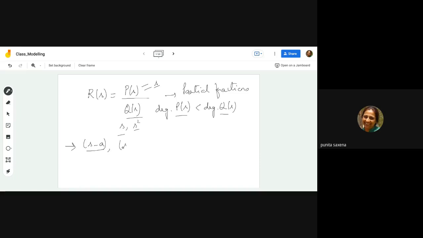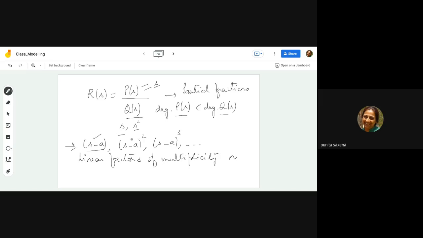You may have terms like s minus a, or s minus a square, or s minus a cube, and so on and so forth, right? So that means you have linear factors. We can always remember this: linear factors of any multiplicity, say of multiplicity n.